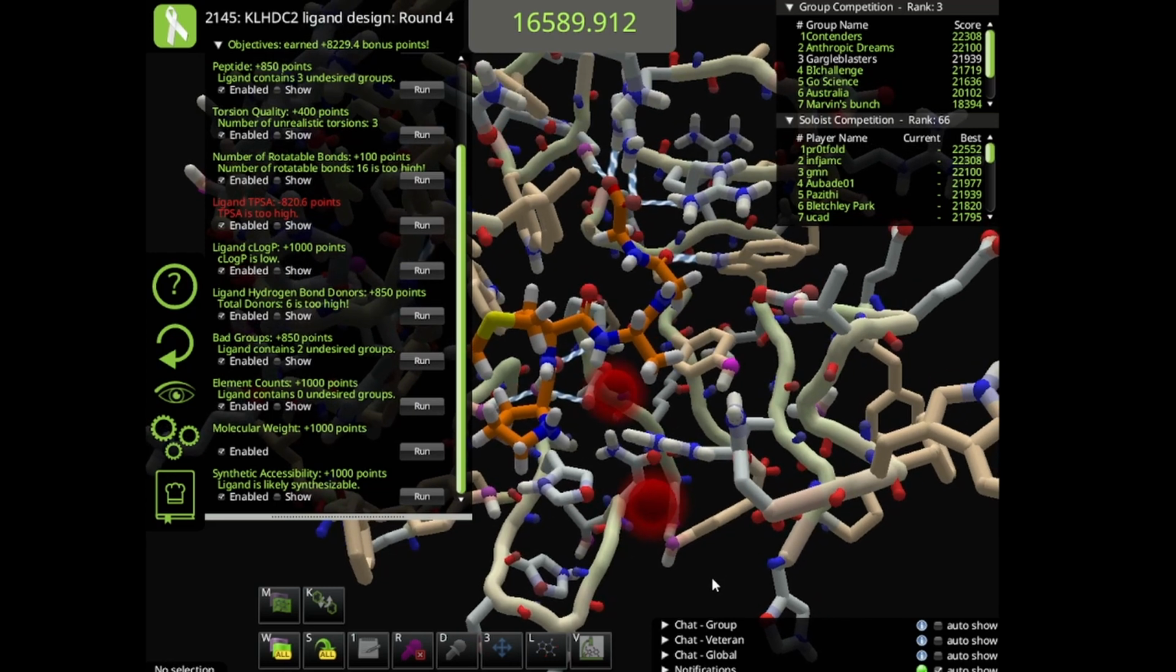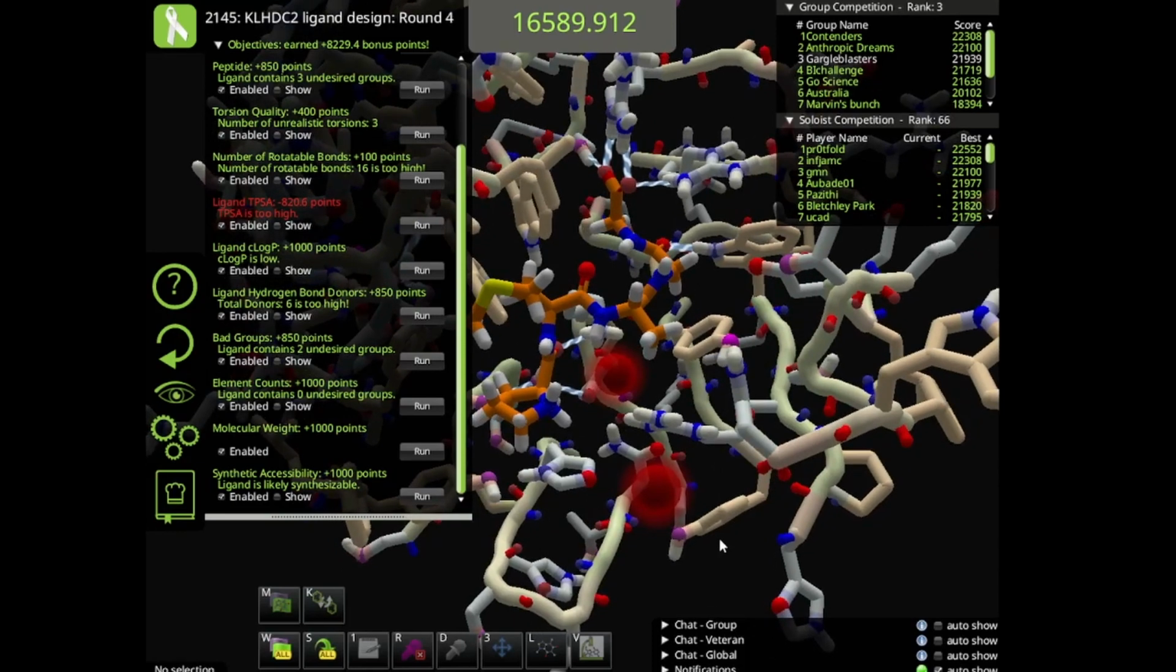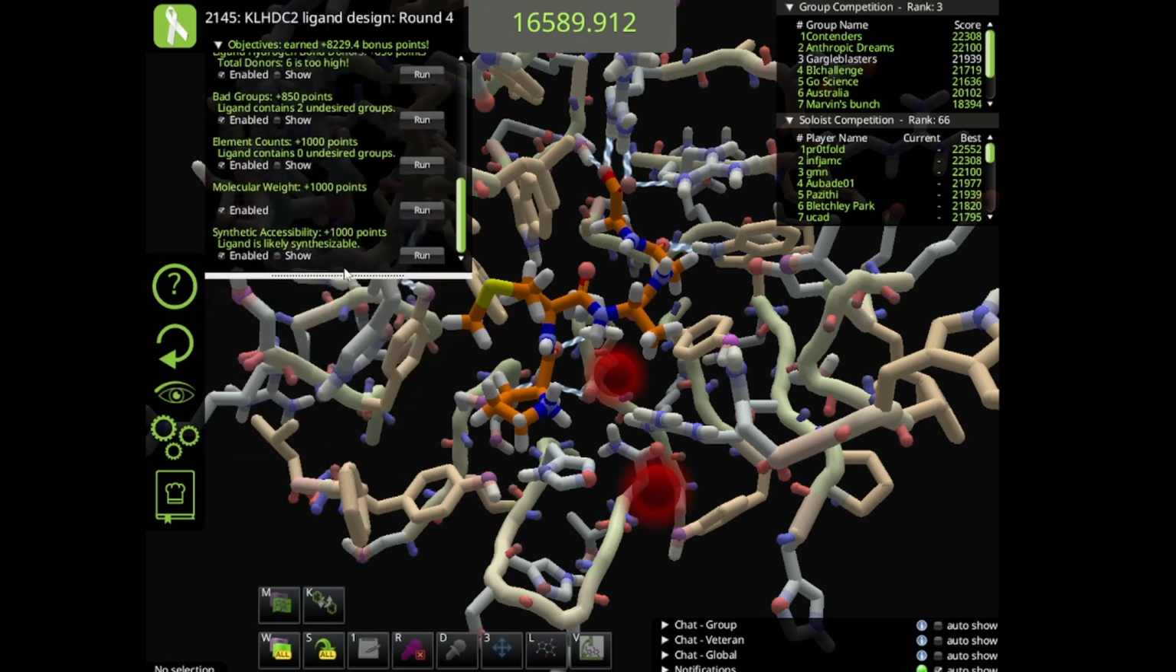And finally, there is synthetic accessibility. It means if the ligand is likely synthesizable, the scientist can synthesize your ligand, and if the ligand is likely unsynthesizable, that means the scientist cannot synthesize your ligand in the lab. Okay, that's all about objectives.